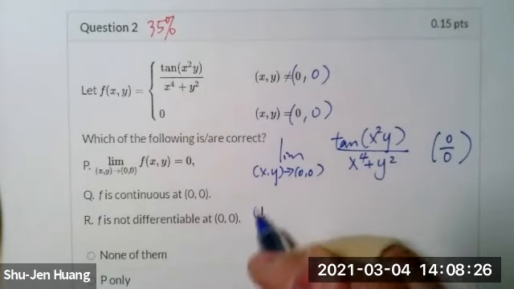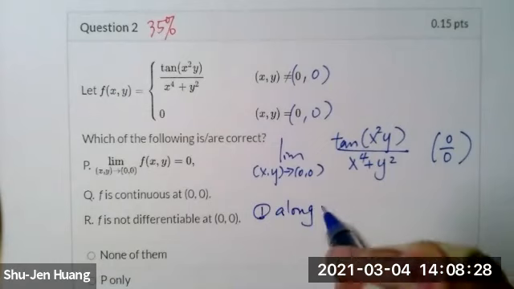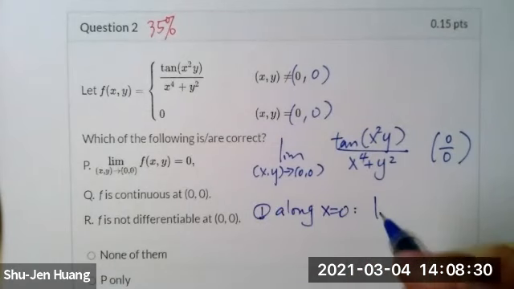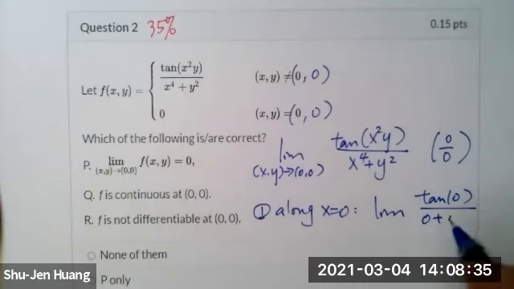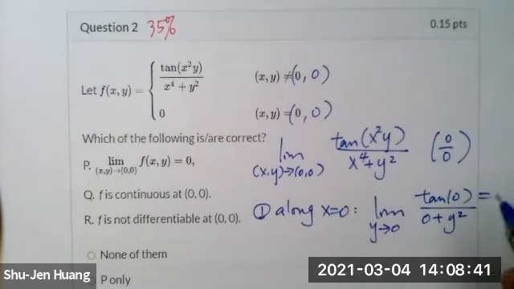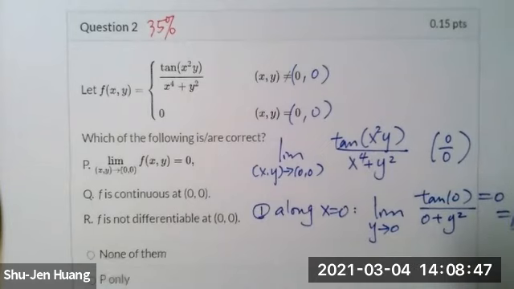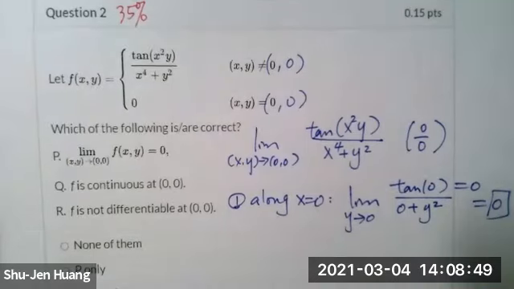So let's consider along the path x equals 0, for example. So we'll have tangent 0 over 0 plus y to the power 2, and y goes to 0. And tangent 0 is exactly 0 here, okay? So 0 over y squared gives us 0. So along the first path, we got the limit 0.